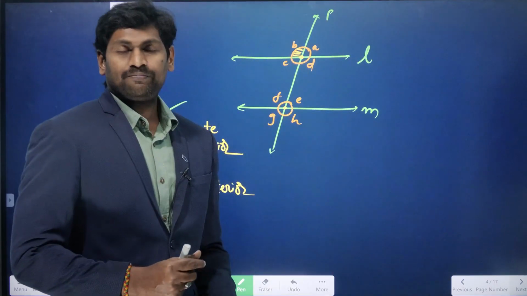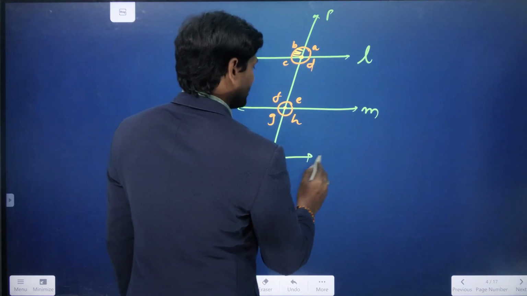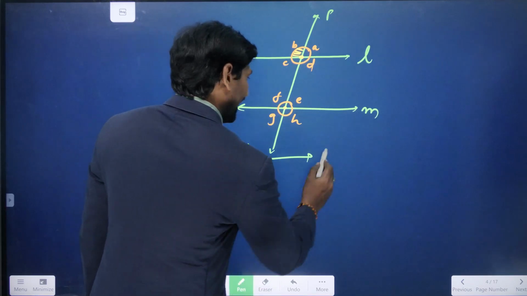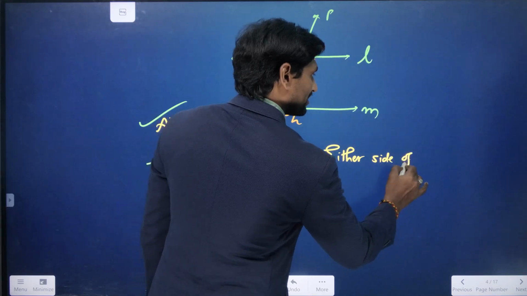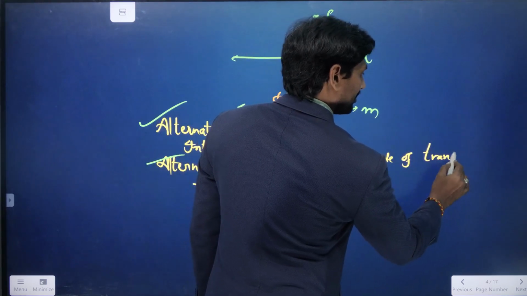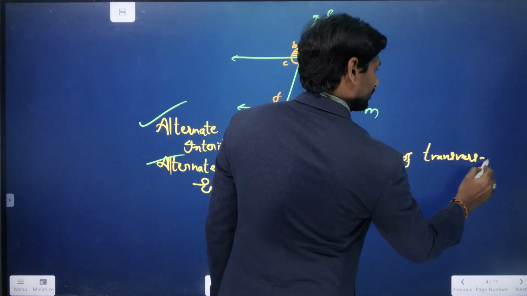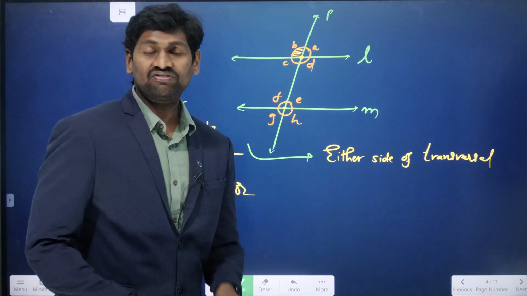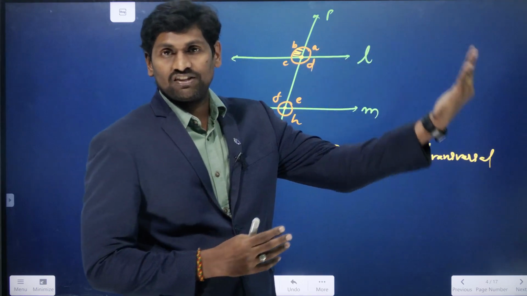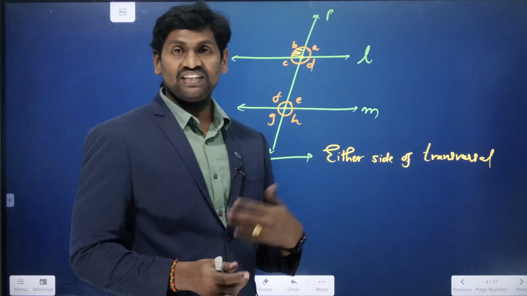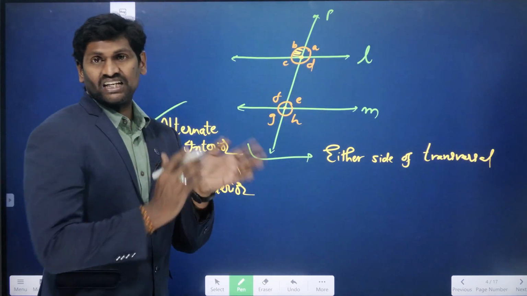Now alternate angles means alternate, either side of the transversal. They must lie either side of the transversal. Either side means if you take one angle on the left side of the transversal, then the one on the right side of the transversal will be its alternate. While you are observing here, angle B and angle A are either side of the transversal.